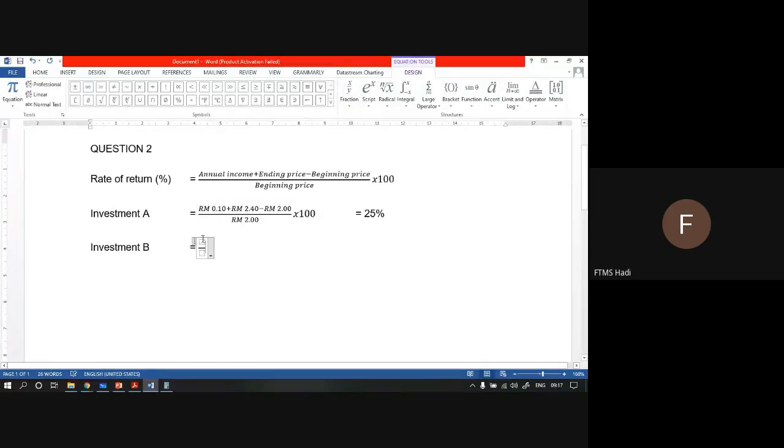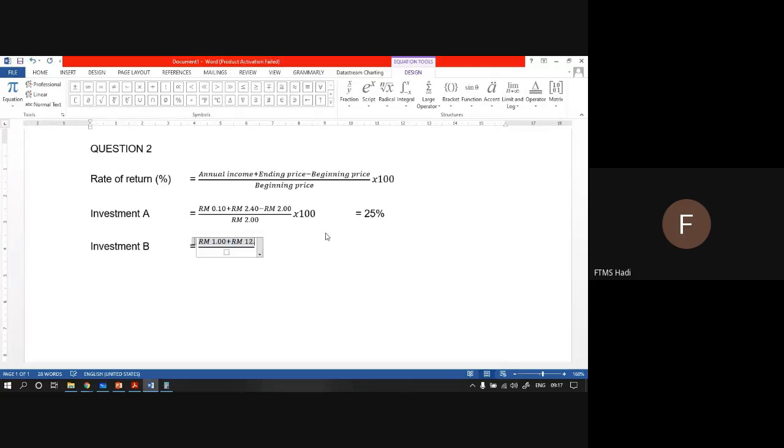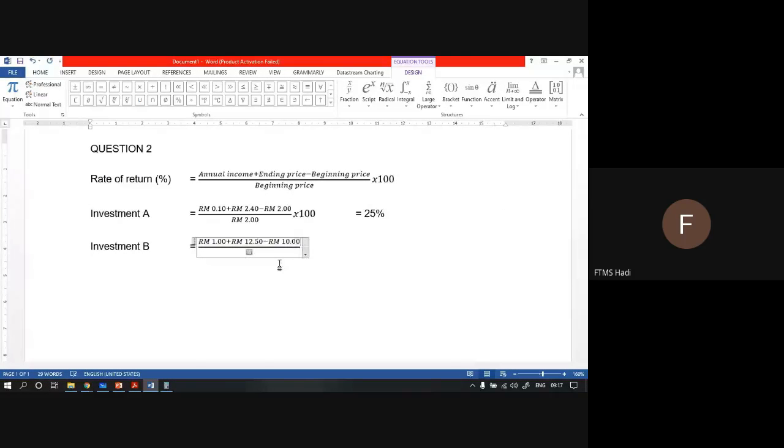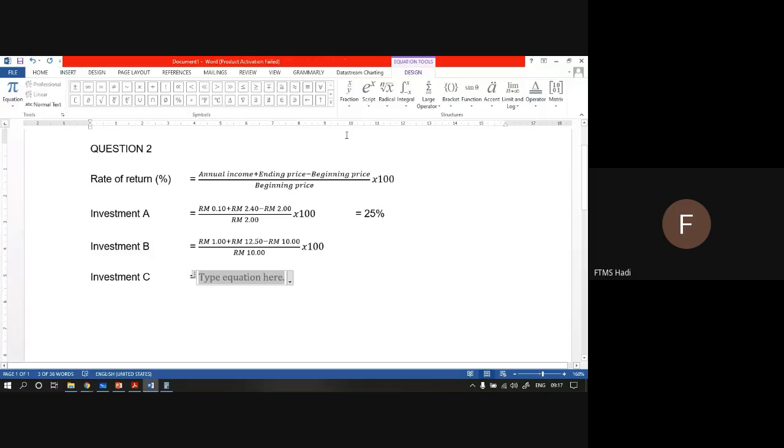So for investment B, annual income, which is RM1 plus with ending price RM12.50, and then beginning price RM10, divided by RM10. Maybe I will do one shot. Just put the number first before we do the calculation. You can do that as well. If you're expert in this one, later on you can do it any way, as long as the final answer is there.